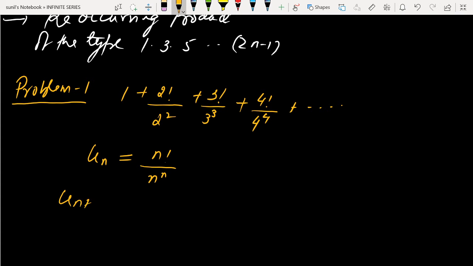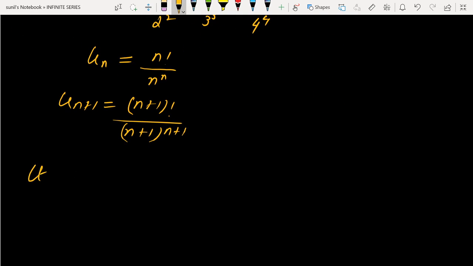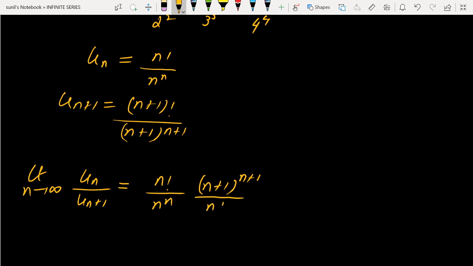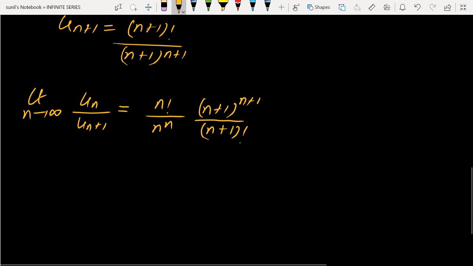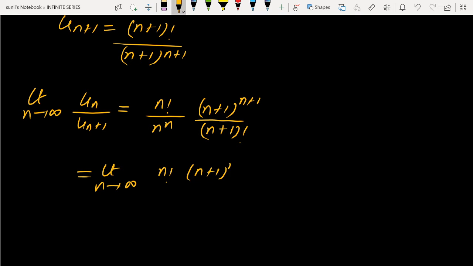Now what is our un plus 1? That is equal to n plus 1 factorial upon n plus 1 raised to power n plus 1. Now let us find the limit n tends to infinity un upon un plus 1. It goes like this: n factorial by n raised to power n, and n plus 1 raised to power n plus 1 upon n plus 1 factorial. If I simplify this, n plus 1 factorial is n plus 1 into n factorial, which gets cancelled, and there will be one power less of it.